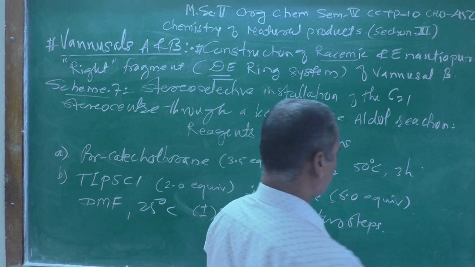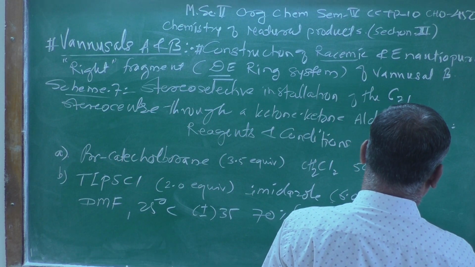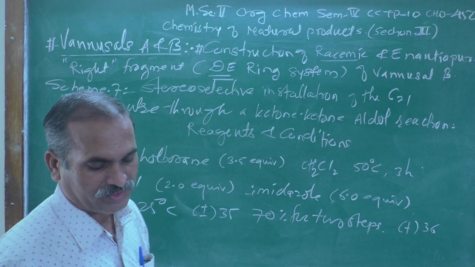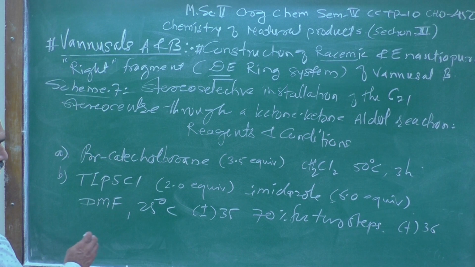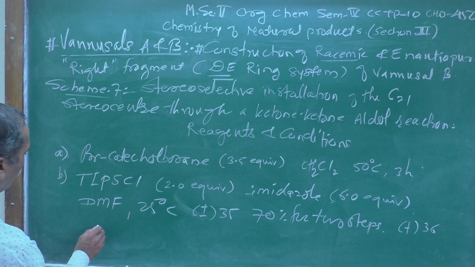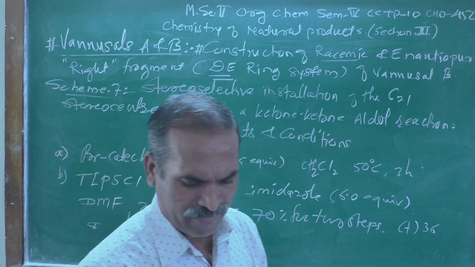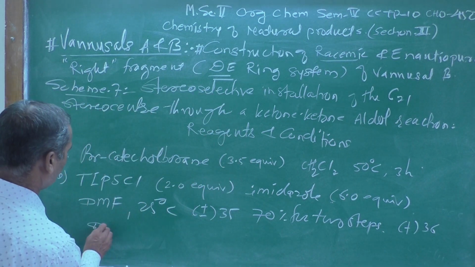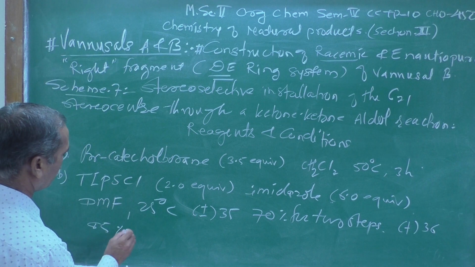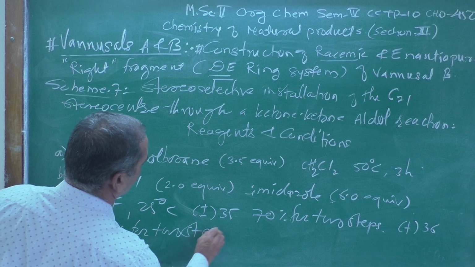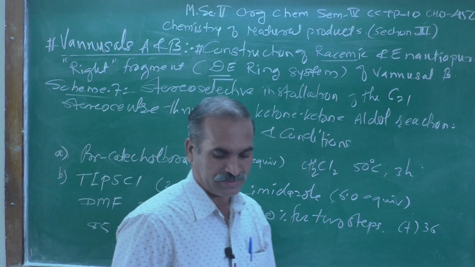And then the pure enantiomer, plus 36 compound, was obtained in 85% overall yield for 2 steps.